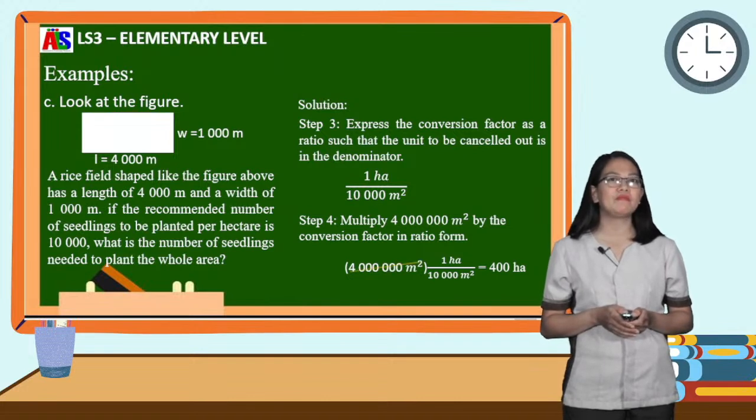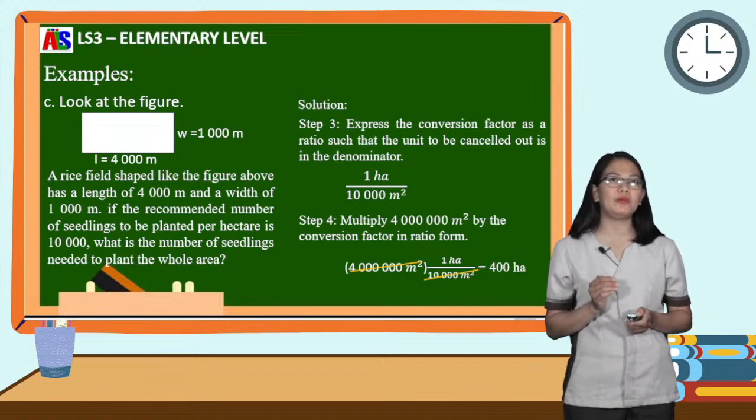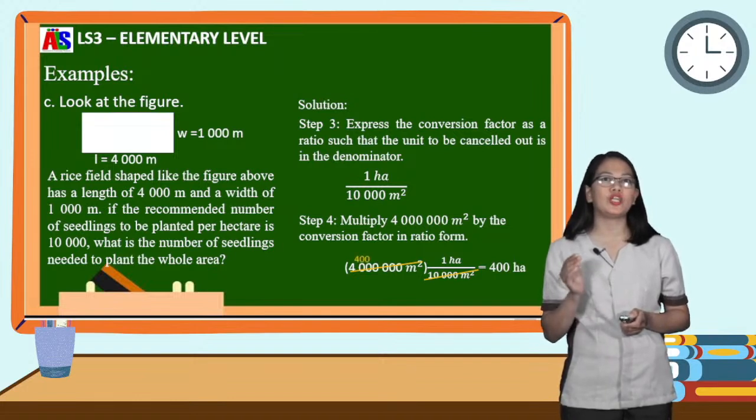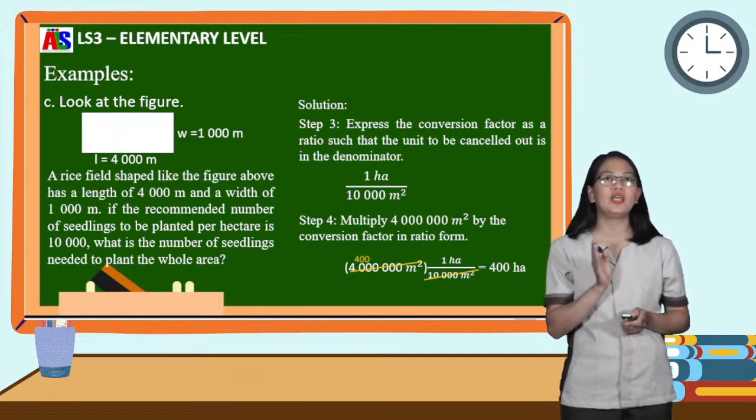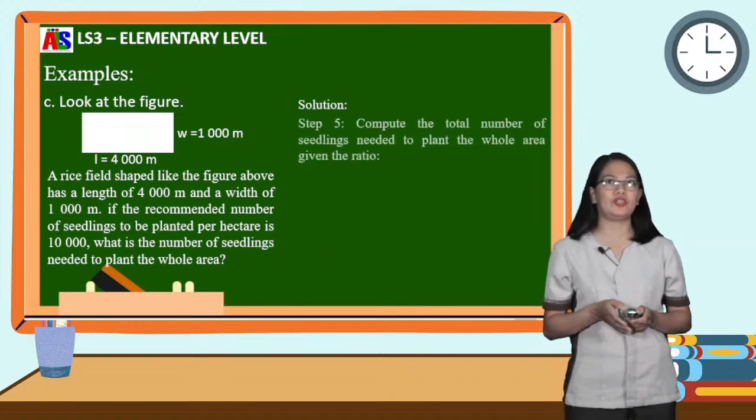So simply divide 4 million square meters by 10,000 square meters will give us a quotient of 400. And 400 times 1 hectare is of course equivalent to 400 hectares. Step 5.